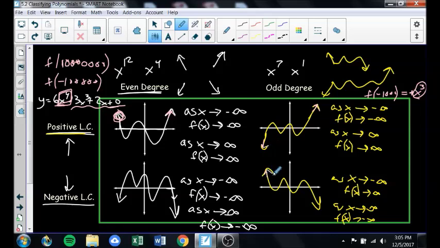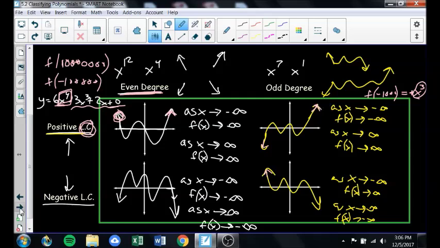So if you ever aren't sure what the end behavior is, just plug in a really big positive number or a really big negative number and see what happens. If it's positive, it goes up. If it's negative, it goes down. I hope that helps, but just try to remember, even degree functions face the same direction. The positive leading coefficient affects the right side, always the right side. So if this is positive, the graph goes up on the right side. It doesn't matter if it's even or odd, the graph goes up.